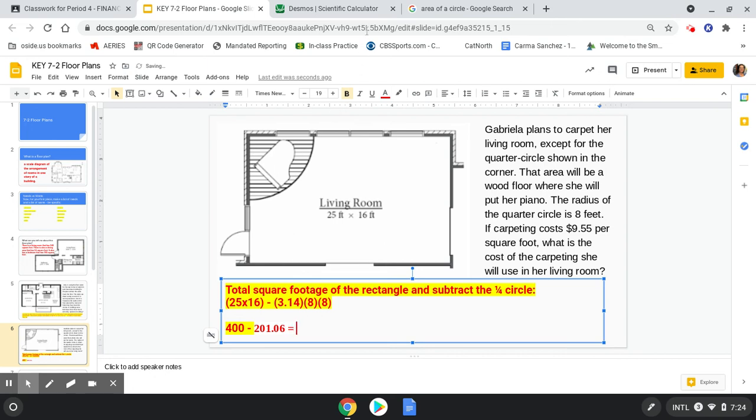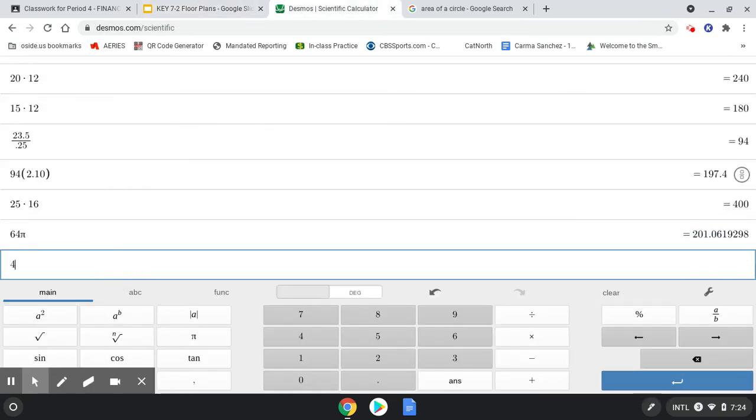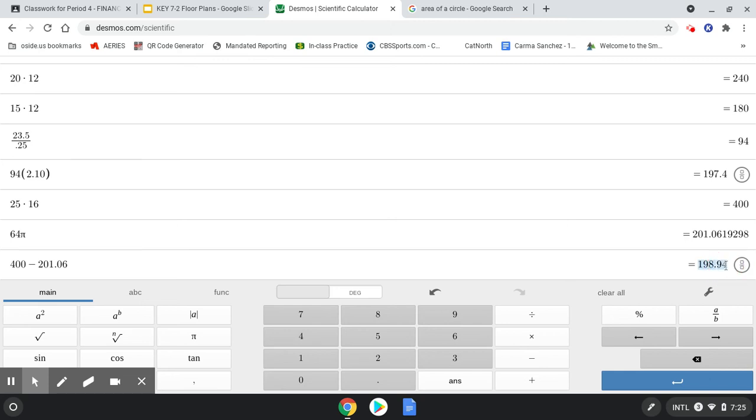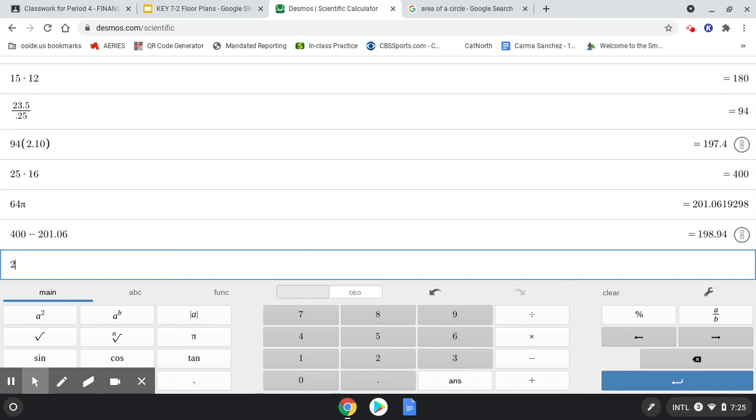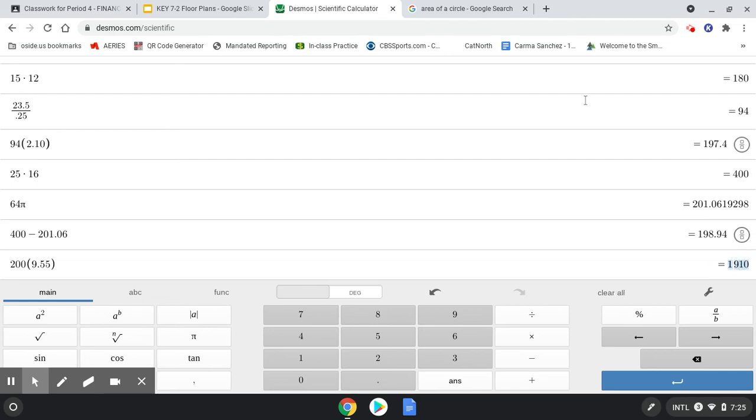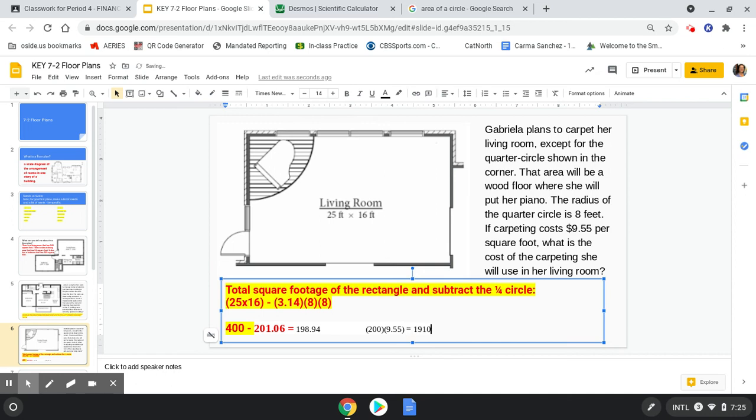Okay, so let's subtract it. 400 minus 201.06 is going to be 198.94. And so it's 9.55 times that, 198.94. And by the way, we're not going to use that number. We're going to actually just round to 200, right? Times 9.55. So 200 times 9.55 is going to give me 1910. And that's how much it's going to cost for her to buy the carpet.